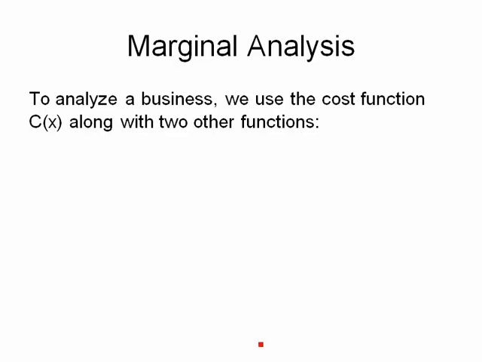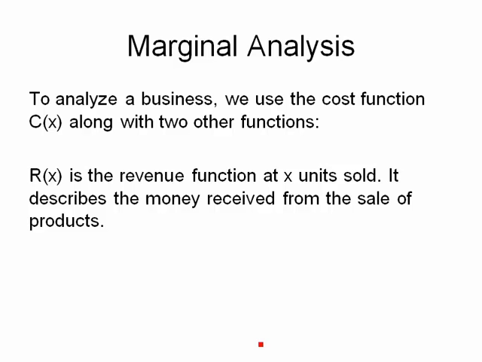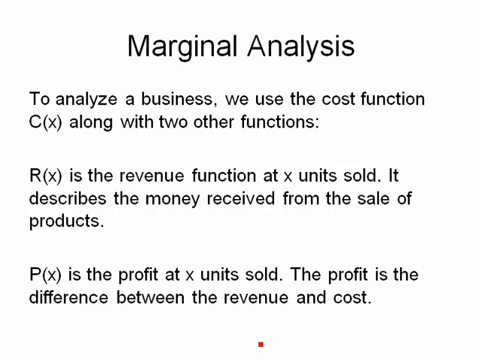To analyze a business, we're going to use that cost function C of x along with our 2 other functions. Revenue, remember, is R of x, and it tells us how much money is coming in at a particular number of units sold, describing the money that you receive from the sale of those products. P of x is the profit at x units sold, and that's just the difference between my revenue and my cost. If I have more revenue than cost, I'm making money. If I have more cost than revenue, well, then I'm losing money.